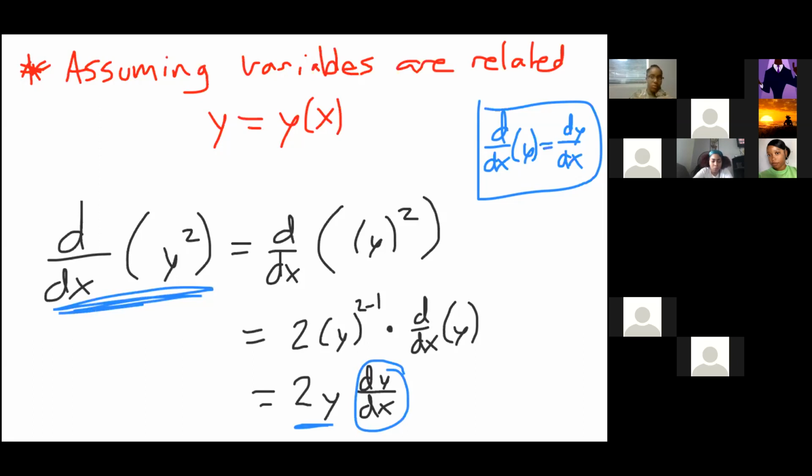So then, really quickly, d over dx of y cubed. Would you take a moment to just write this out on your own paper, solve it out? It's not going to be on Poll Everywhere. What is this answer going to be?